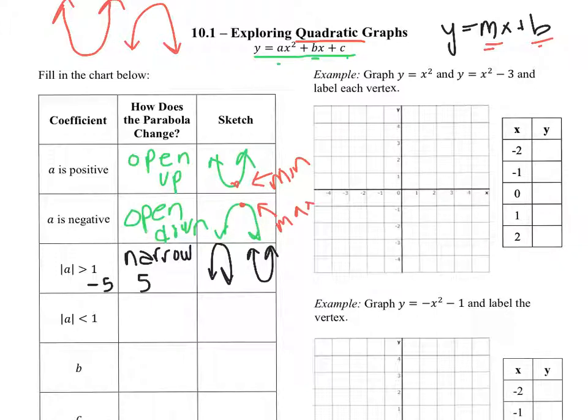On the other hand, if the absolute value is less than 1, it's going to be wide. For example, if you had -1/2 x squared, the absolute value of it is less than 1, so it's going to be wide and it's going to open down. So this is what I mean by wide. It can either open down or open up.